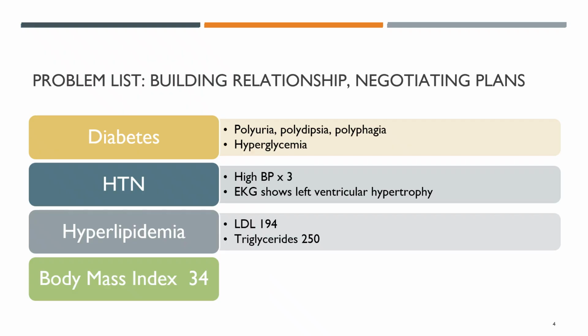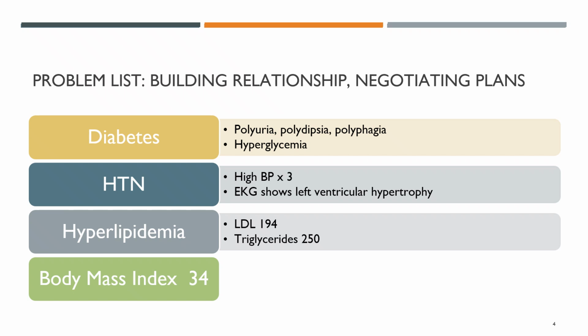Let's go ahead and jump into building relationships and negotiating plans. A problem list is more than a checklist of diagnoses. It's a communication tool that helps clinicians and patients work together to prioritize care and negotiate realistic plans. Take this example: diabetes. Symptoms include polyuria, polydipsia, polyphagia, and hyperglycemia. This condition will require daily monitoring, education, and long term lifestyle support. Hypertension: elevated blood pressure has been documented 3 times. EKG findings show left ventricular hypertrophy, meaning the heart is already showing signs of strain.